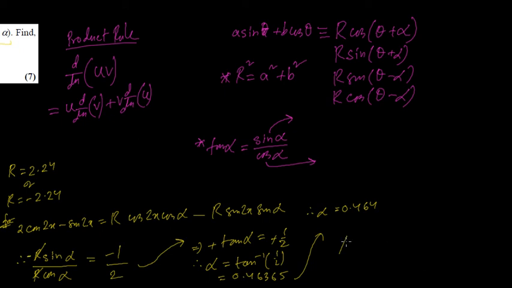So now we have to restate the final answer. r equals plus minus 2.24, alpha equals 0.464. It's always important to restate the answer.